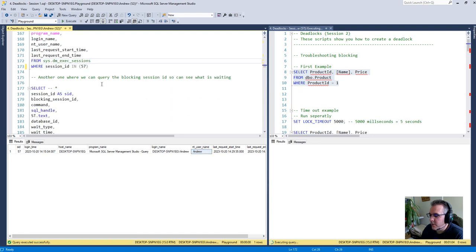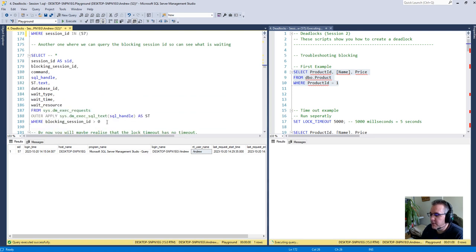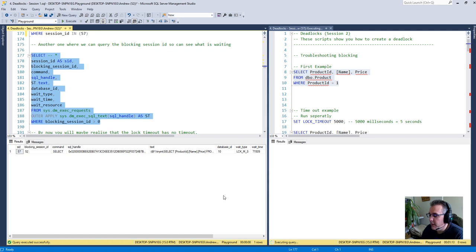Another one where we can query the blocking session ID, so we can see what is waiting. This one is actually going to show us any blockers, things that are waiting, and this is saying this SQL over here on the right in session 52. The blocking session was 52 here, but the session ID over here that's waiting for that lock was executing this statement.